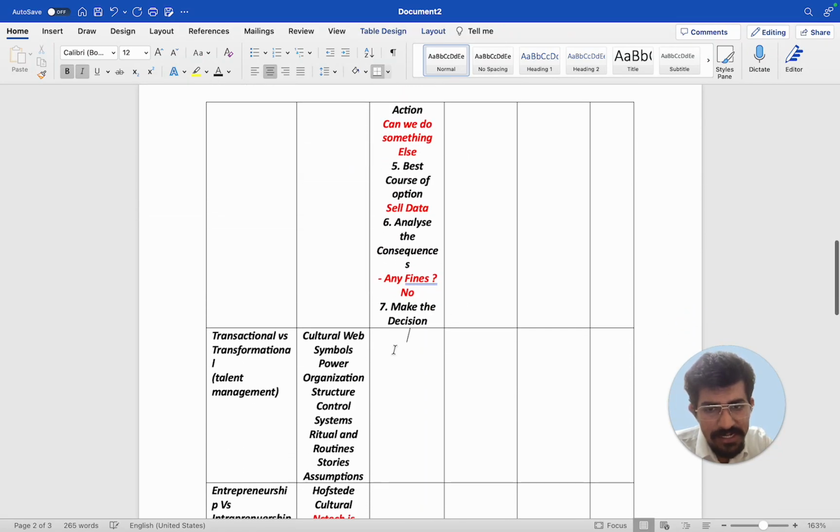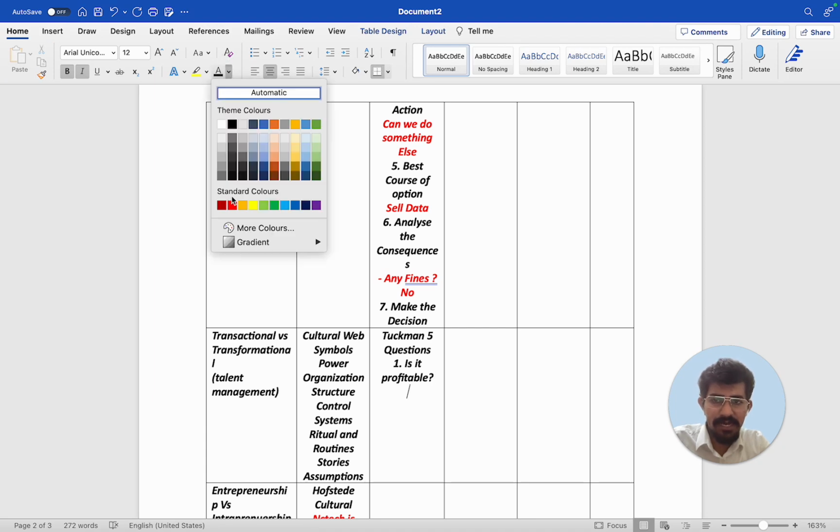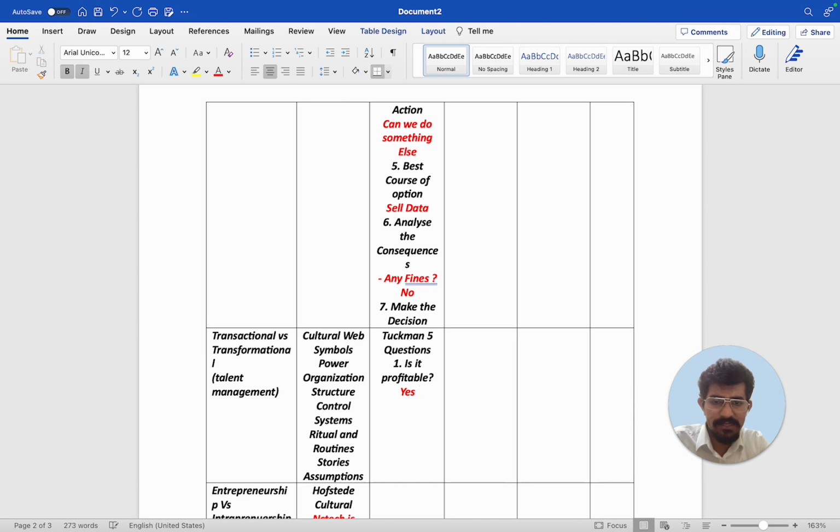Now, students, the next one in ethical decision making, again from the technical article, is Tuckman's 5 questions. Again, students, it is very, very easy. Again, I will apply the same data selling example. As usual, the first question is: is it profitable? That is the first question. The answer can be yes.